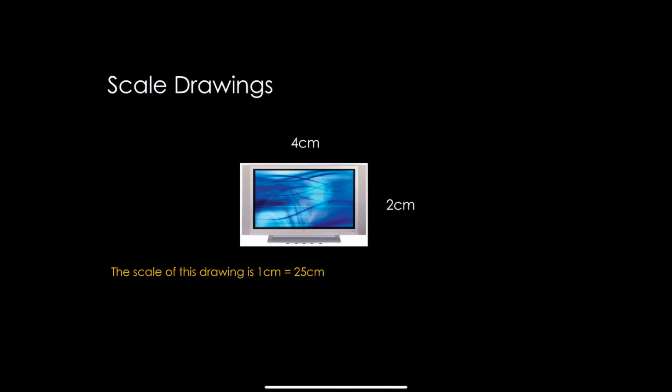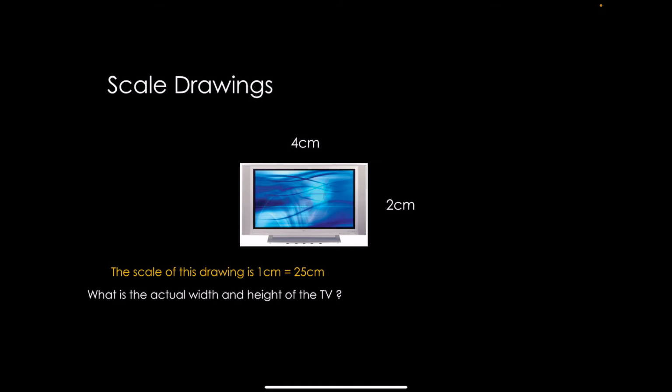Now then, we might also be asked to work out different measurements based on different types of scale drawing. So for example, here's a drawing of a TV, and the scale of this drawing is 1 centimetre to 25 centimetres. What is the actual width and height of the TV? So you could work this one out without a ruler. You don't need a ruler for this one. You could have a go at this. If you want to pause the video and do that, then go ahead.